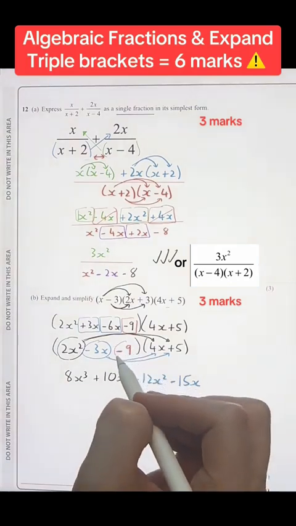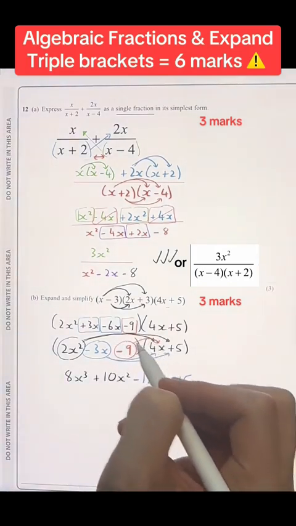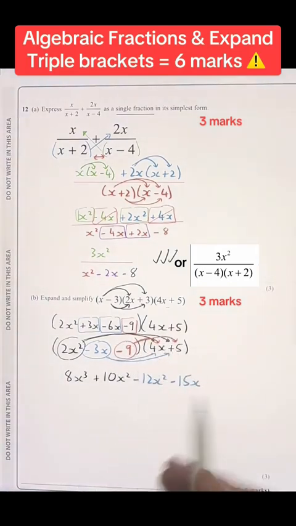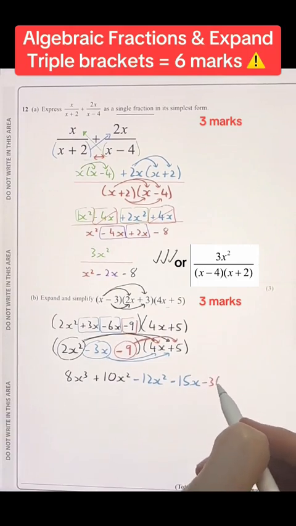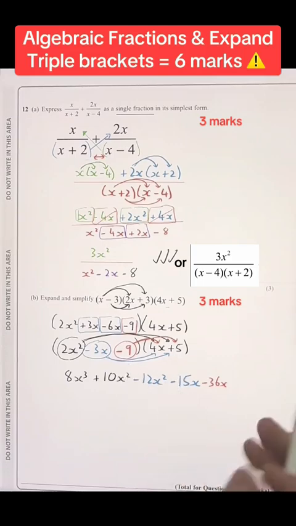Now multiply my last term by each term inside my single bracket. Well, negative 9 times 4x will give us negative 36x. And negative 9 times positive 5 will give us negative 45.